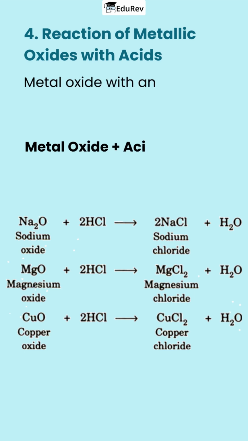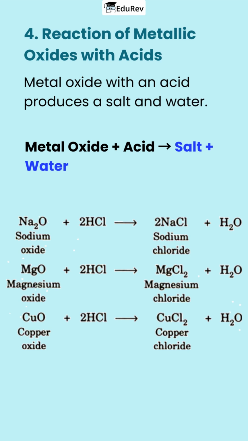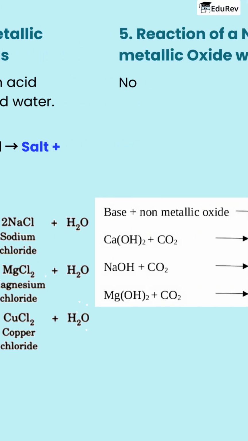Reaction of metallic oxides with acids. The reaction of metallic oxides with acids involves the interaction of a metal oxide with an acid to produce a salt and water. Metal oxide plus acid gives salt plus water. The specific salt formed depends on the metal oxide and the type of acid used.